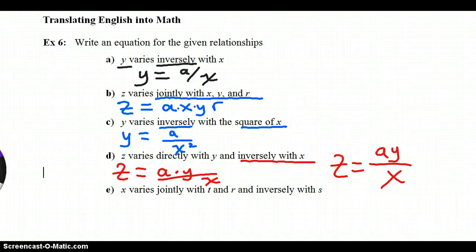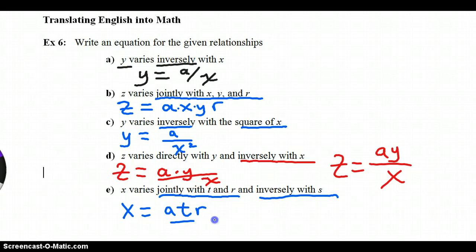Finally, it doesn't always have to be a y equals or a z equals. This time it's an x varies jointly with t and r. So we join t and r together, and inversely with s means that we would divide by s on the bottom. So these word problems can get kind of tricky, but remember, look at your key words. Vary means equals. Inversely is a divide by problem. Jointly means that we'll join those together with multiplication. And directly is also a multiplication problem.